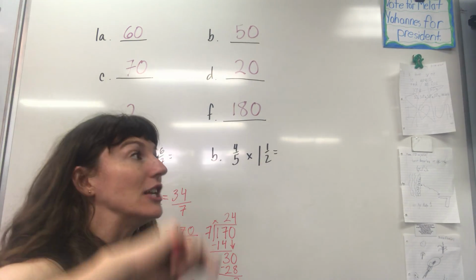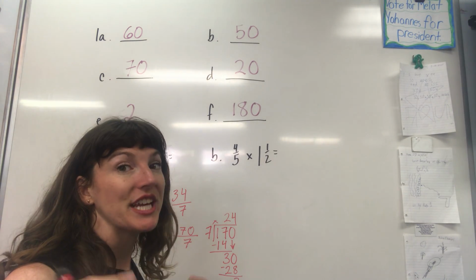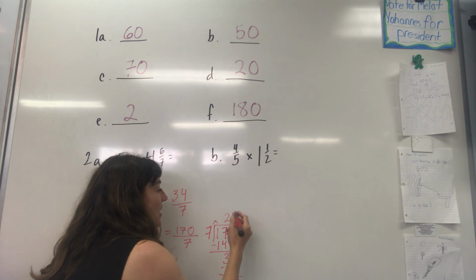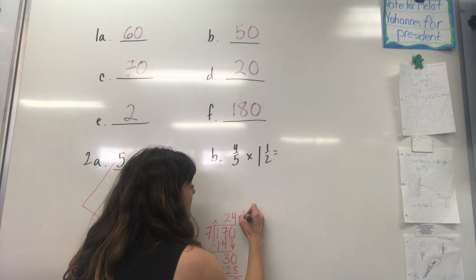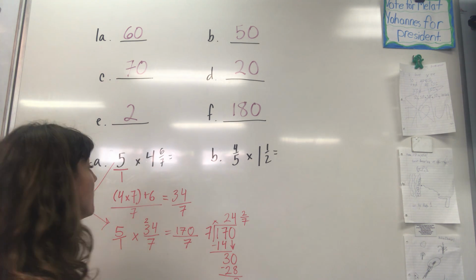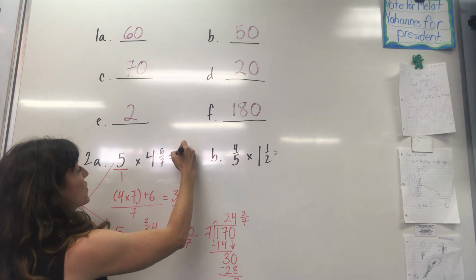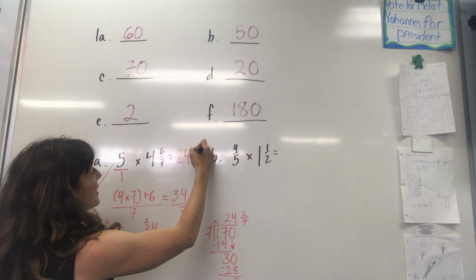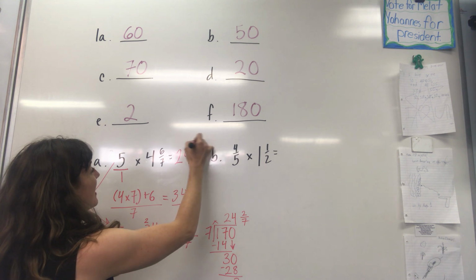And then I turn my remainder into a fraction. So my remainder becomes my numerator and my divisor becomes my denominator. So my final answer for 2a is 24 and 2/7.